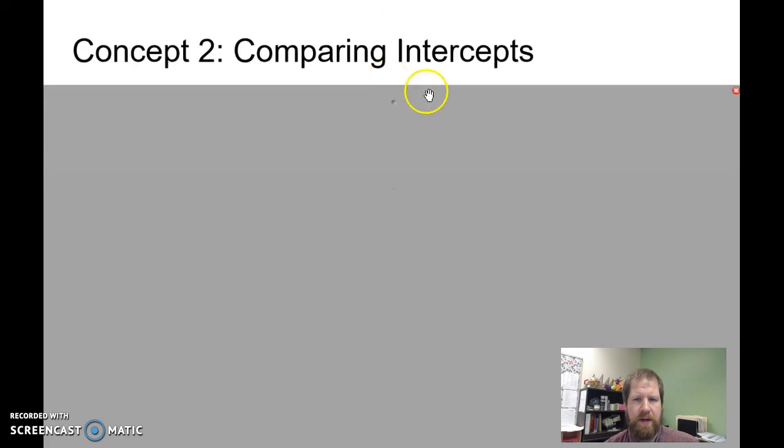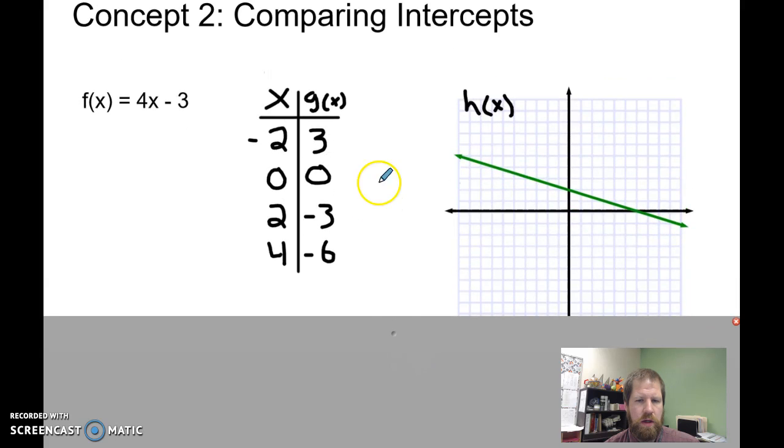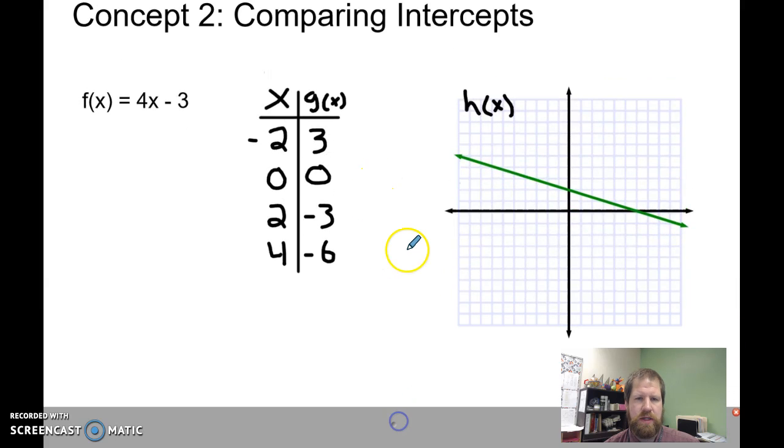Concept 2, comparing intercepts. In our last video, we looked at slopes, and now we're going to be looking at the intercepts for our different representations. I have the same three linear functions as an equation, as a table, and as a graph. Now, instead of looking at the slope, we're going to be looking at the intercept.